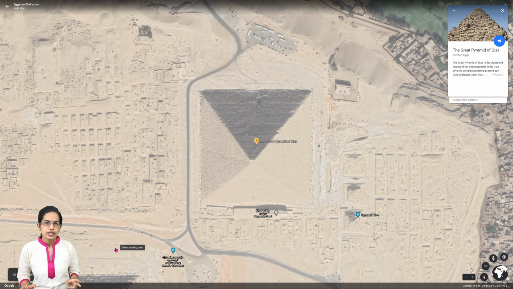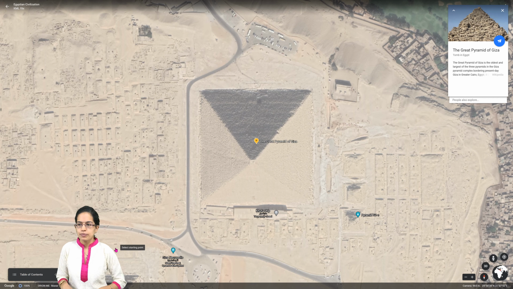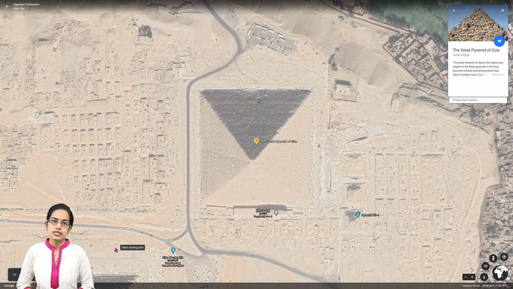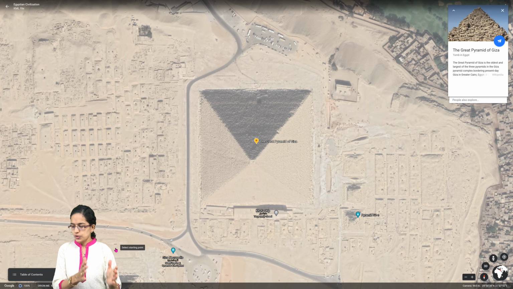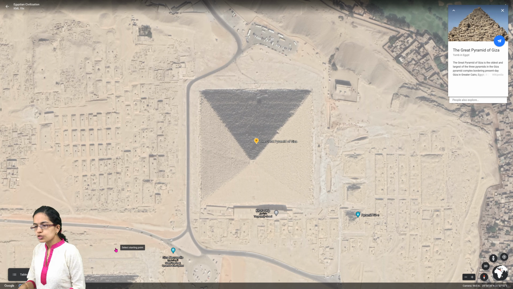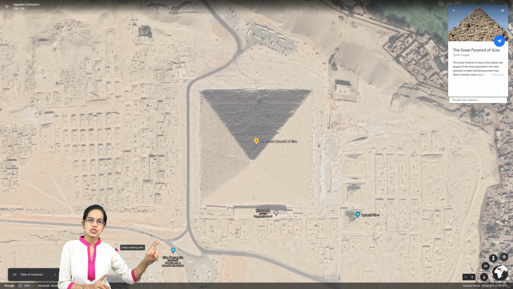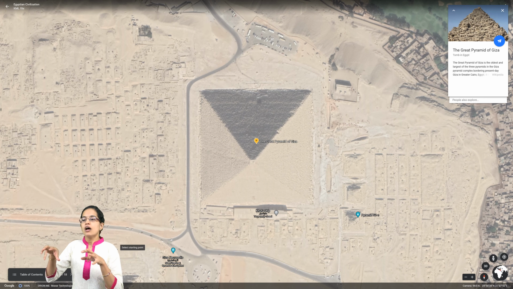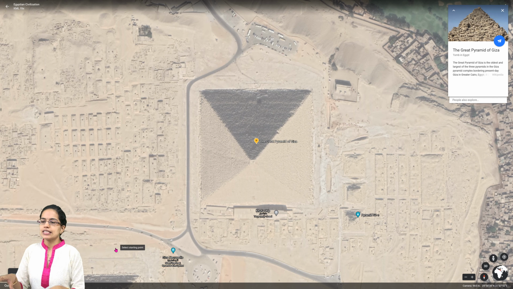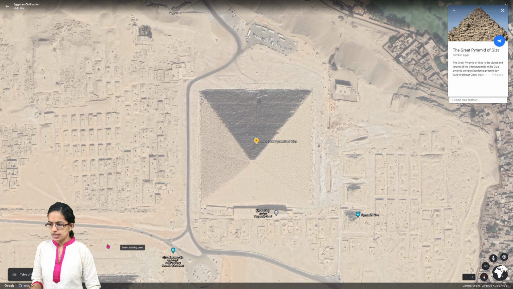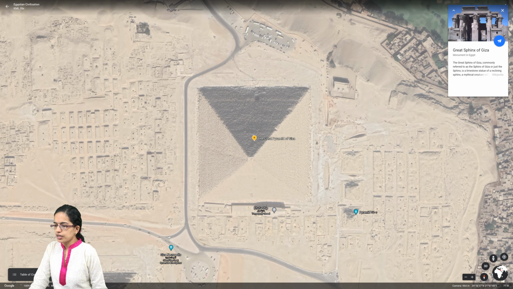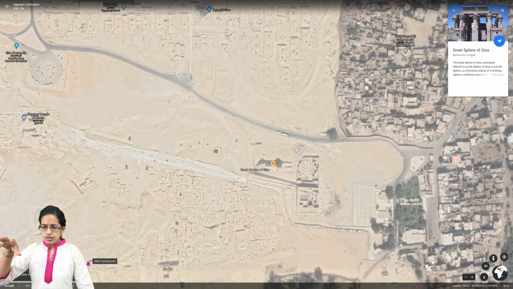So two important structures: one is the Great Pyramid of Giza, and the second important structure is the Sphinx, which we would understand in a while. So this is one of the seven wonders of the ancient world. One wonder from the Mesopotamian civilization, which was the Hanging Garden of Babylon that we talked about, and one wonder from the Egyptian civilization, and that is the Great Pyramid of Giza that we see. The next important thing is the Sphinx.